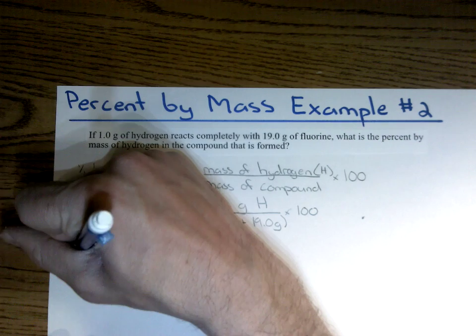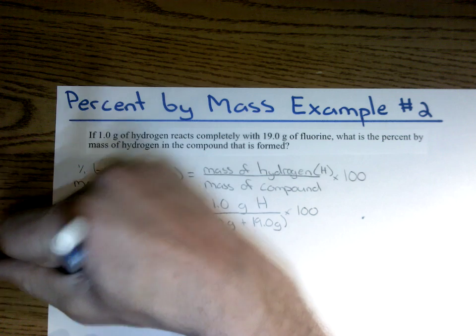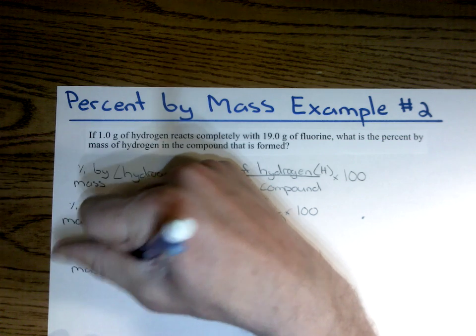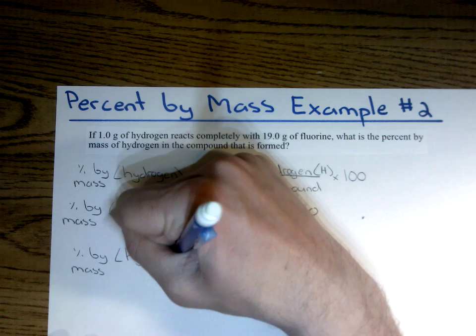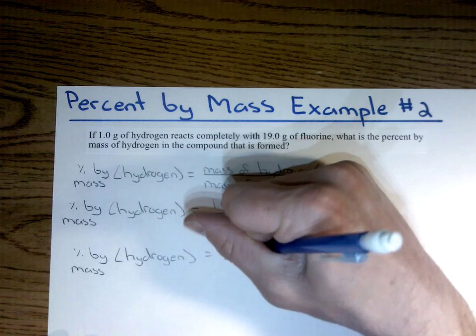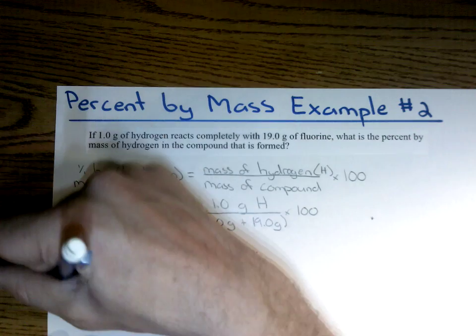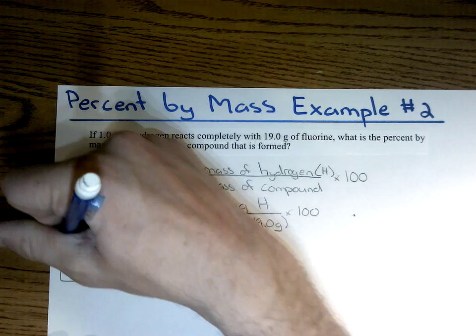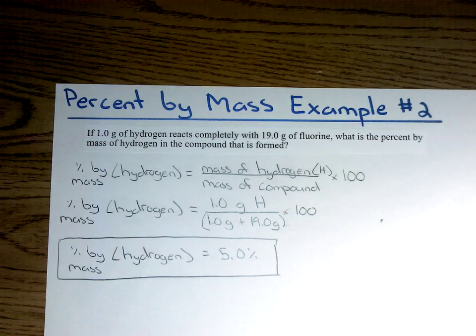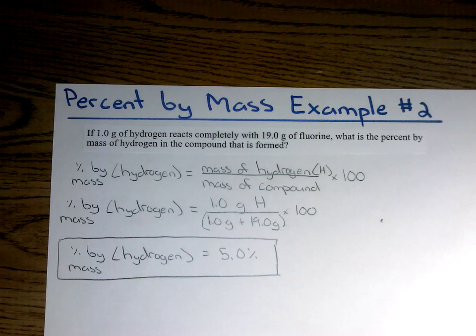So the percent by mass of hydrogen for this specific compound would be 5.0%. What that means is that in this compound, no matter what sample we have, or how big or how small, 5% of it is going to be hydrogen.